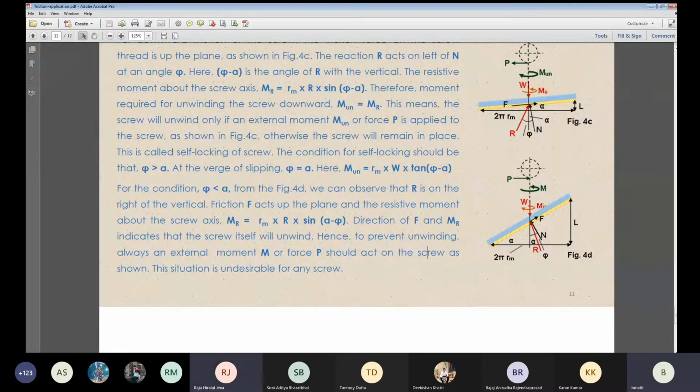Direction of friction upward means the screw thread is going downward. But the difference between these two is that this one has the resisting moment in this direction and the other has the resisting moment in the opposite direction. Because the resisting moment here is in this direction, you require a moment to unwind. Here the resistance direction is the other way, so you require an opposite, external moment to keep it from unwinding. That is the difference.